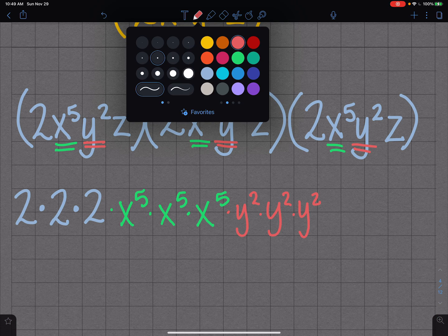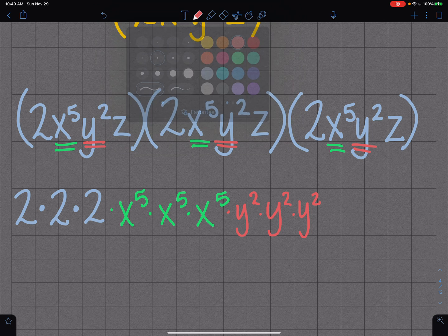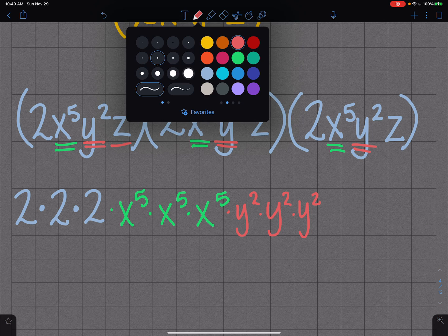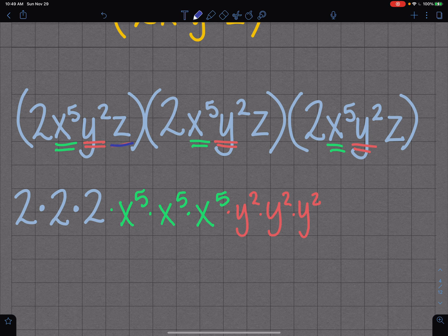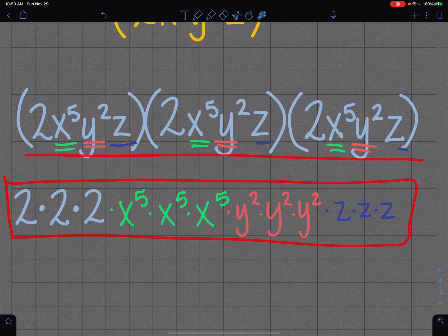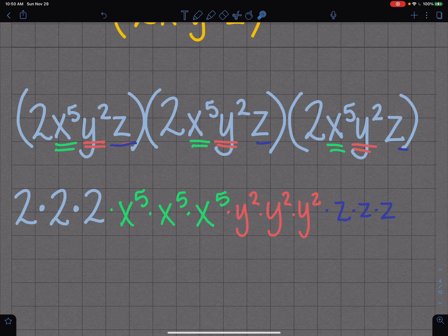What else do you have? You have a z. I didn't change it. You have a z. Z, z, z. Z, z, z. Okay, so that's the whole thing that you have. These are all the factors of the product. And if you multiplied this out and had values, you would get the same thing as if you multiplied that out. So this is perfectly valid way of doing it. But of course, you don't want to leave it like this.